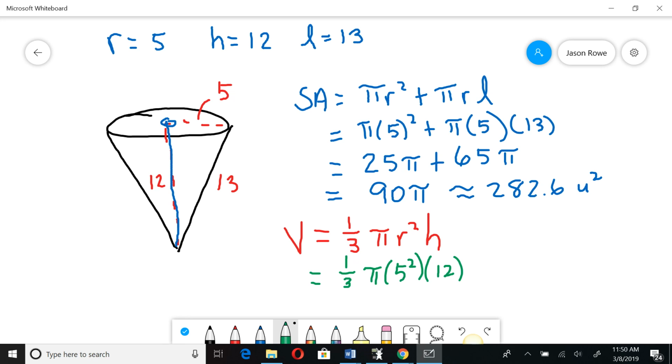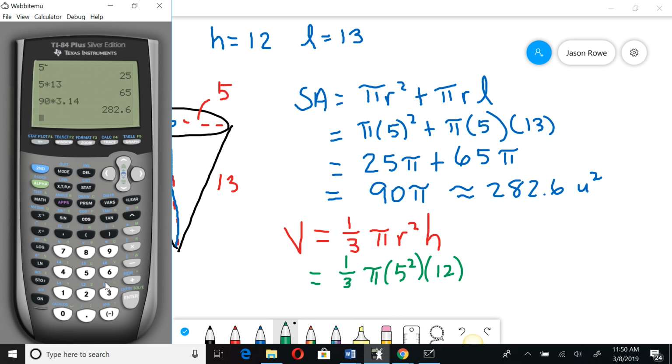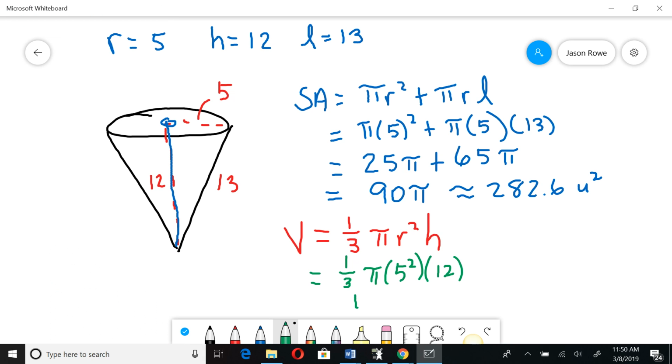And so we'll do 5 squared times 12, 300. 1/3 is dividing by 3. So that's going to give us 100 pi.